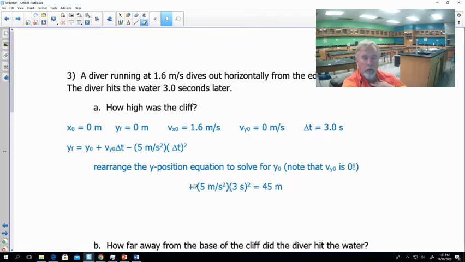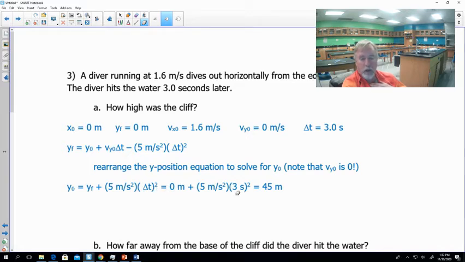Right. Let's plug in those values. We write down our simple equation, y equals yf. We have to rearrange it for y0. So we rearrange our equation for y0: y0 equals yf plus 5 meters per second squared times delta t squared. We know our yf was 0 because it was at the ground.